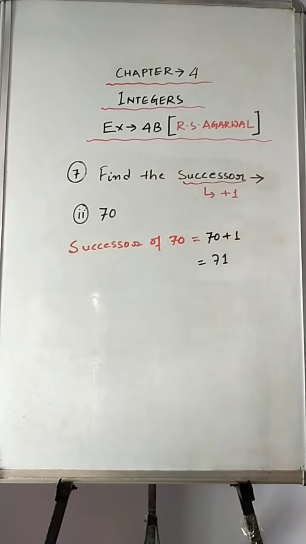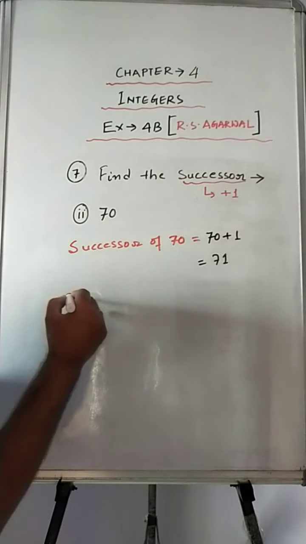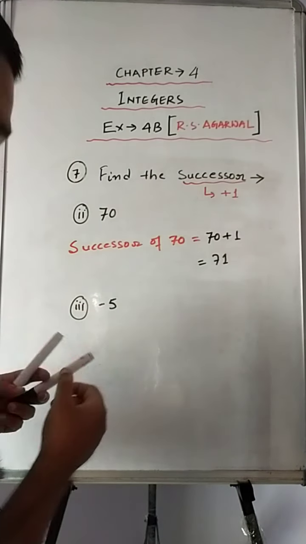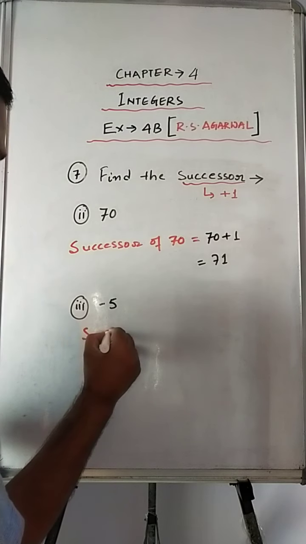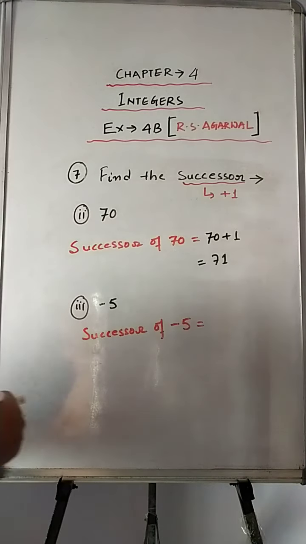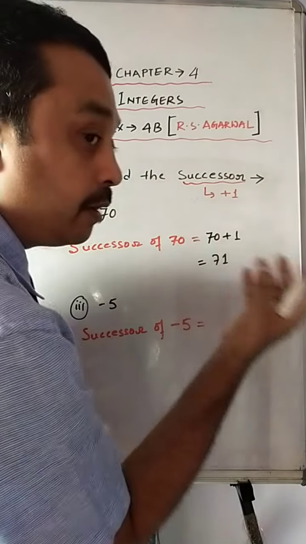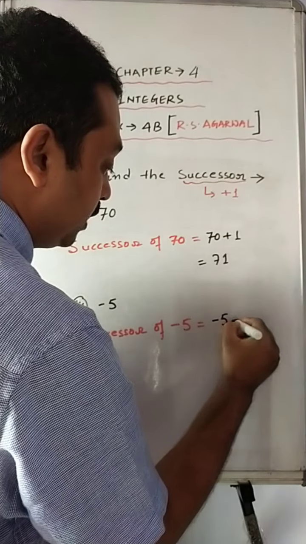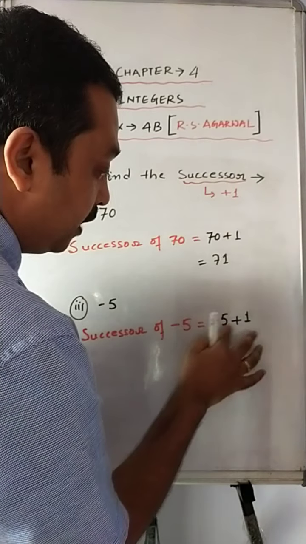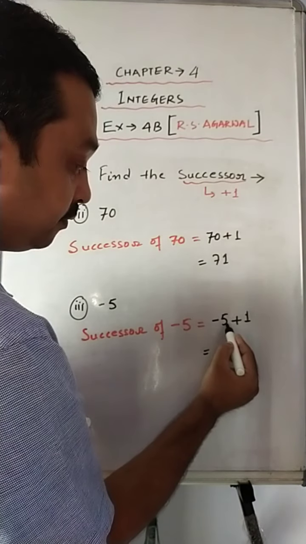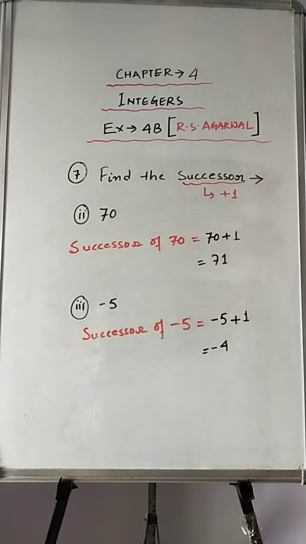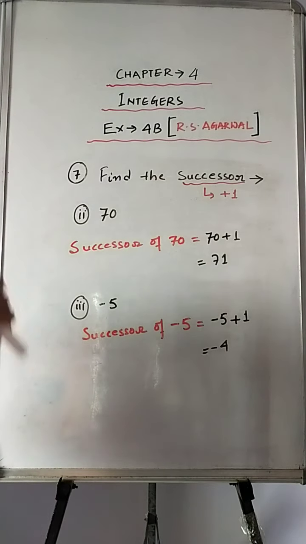Now suppose it is given minus 5. What is the successor of this minus 5? So what do you have to write? Successor of minus 5. What is the meaning of successor? You have to add 1 to it. So minus 5 plus 1. Minus plus minus, you have to do minus: 5 minus 1 is 4. Now which number is greater? 5. Which sign? Minus. So you put a minus sign. Understood? Very easy. Just be a little careful with minus 1.